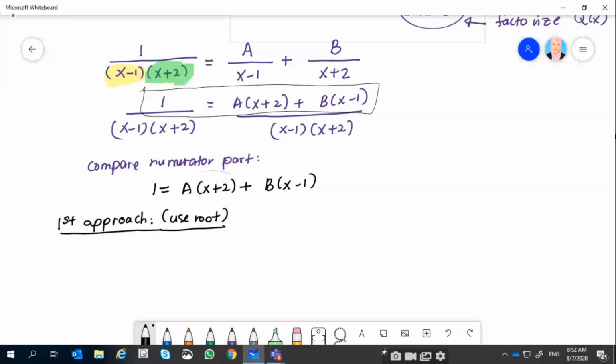Sometimes the question can also mix together case 1 and case 4. So as long as it has a linear factor, you can apply the first approach.